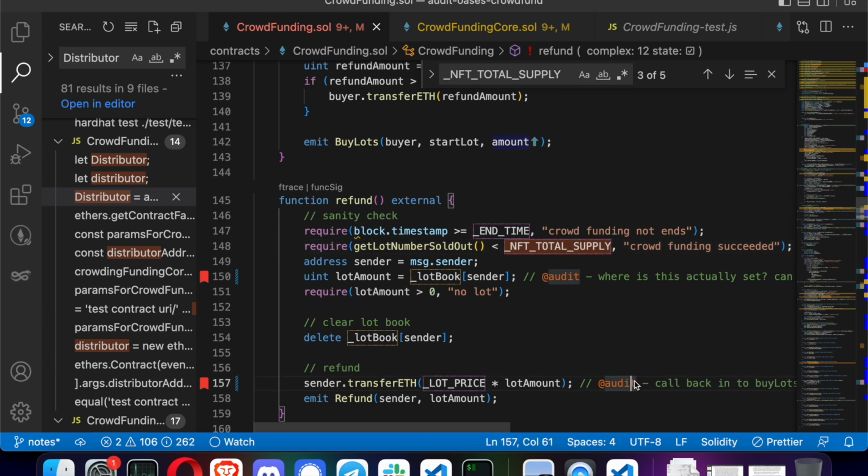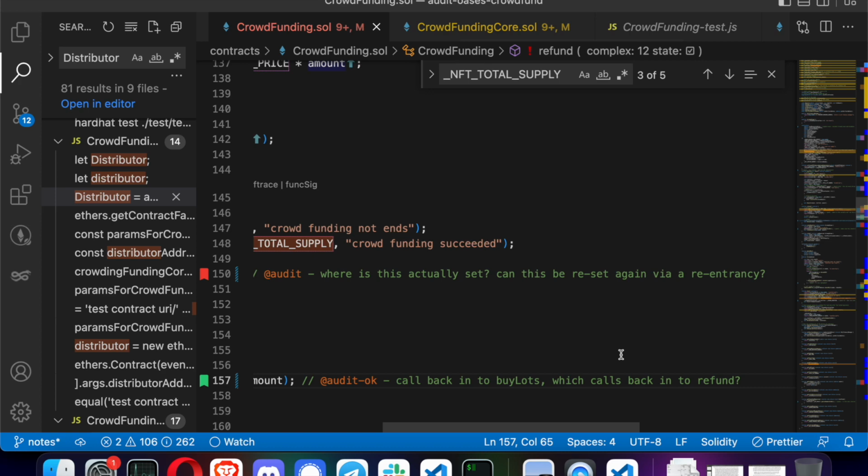There's no exploit here, and so what I'm going to do is go back to the original code, and I'm going to mark that issue as okay.